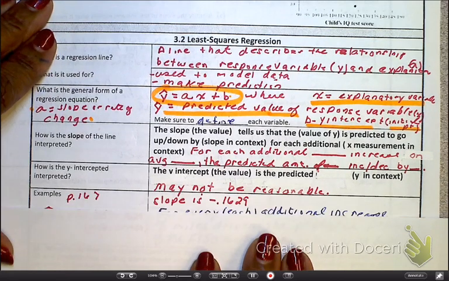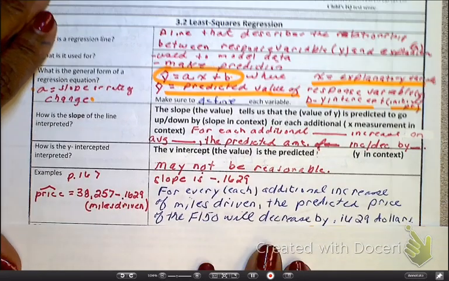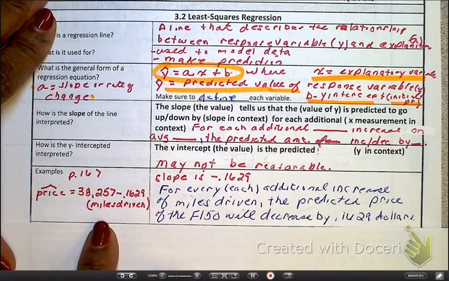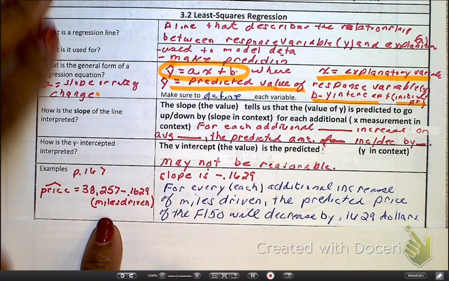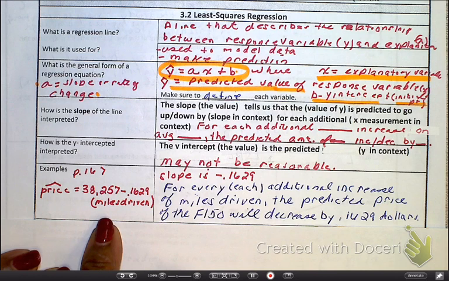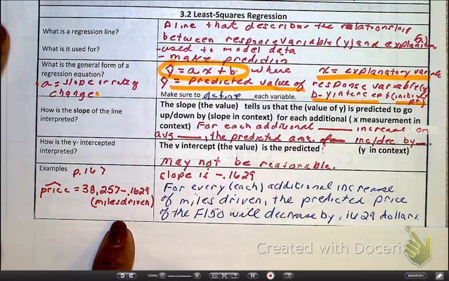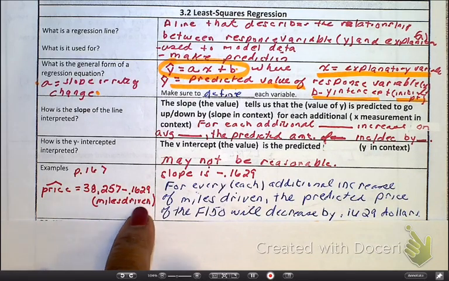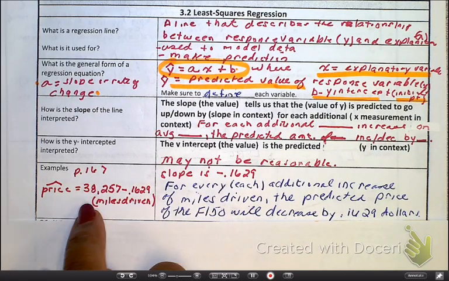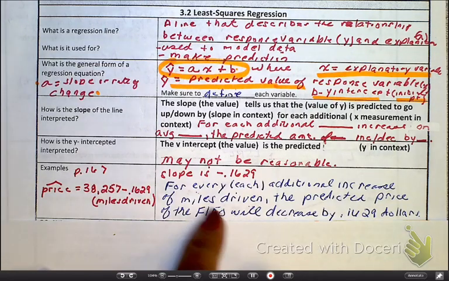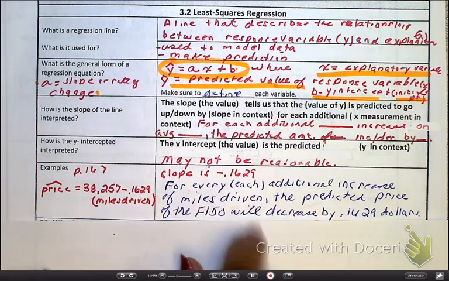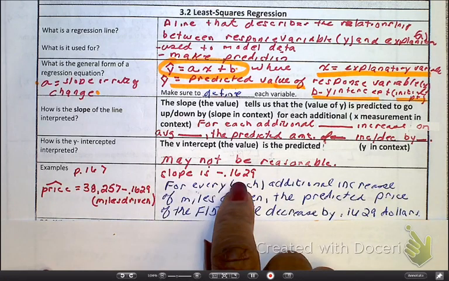Now I want to slide down to an example from page 167 in our textbook. It was referring to the price of the Ford 150 given the amount of miles driven. So this was the equation that was determined, in which here is our slope, and here is our y-intercept. I'm just going to give the example of the slope, because the y-intercept I'll just give verbally, no room to write it. But here's your value of the slope.